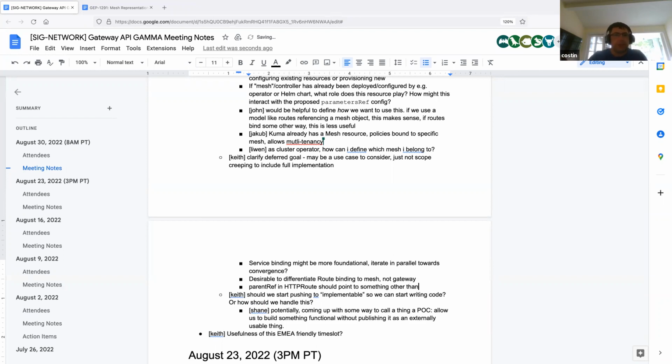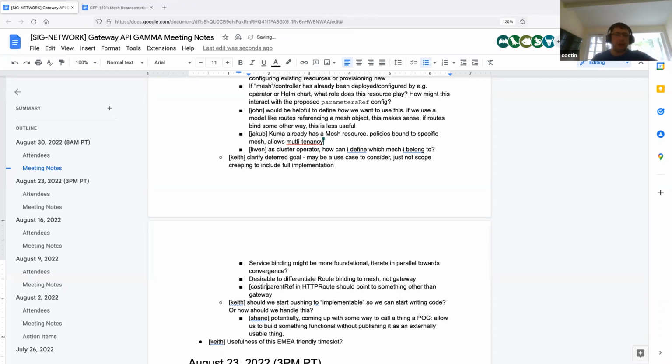Because it seems that to make progress toward implementation, the most important thing will be: I have an HTTP route. I know HTTP route is specified. I know how it should work. How do I make it work for the mesh?